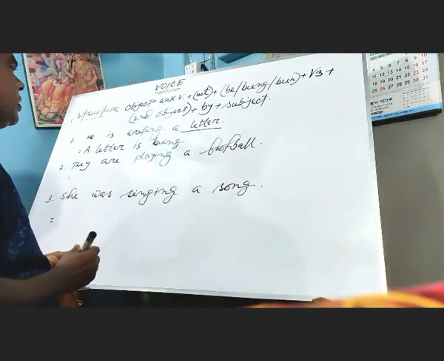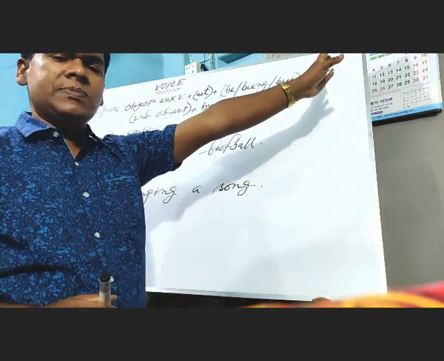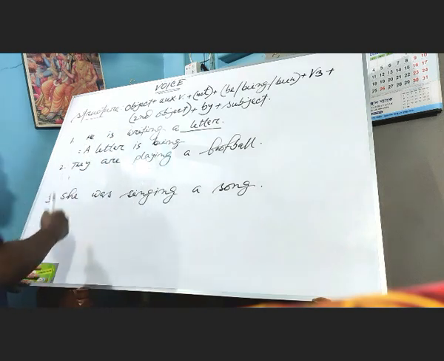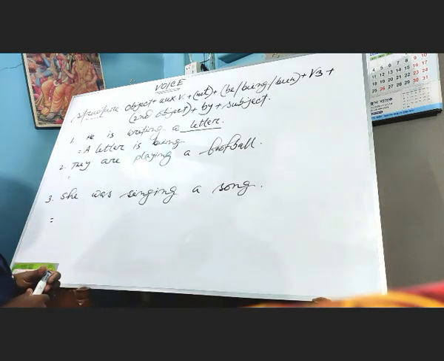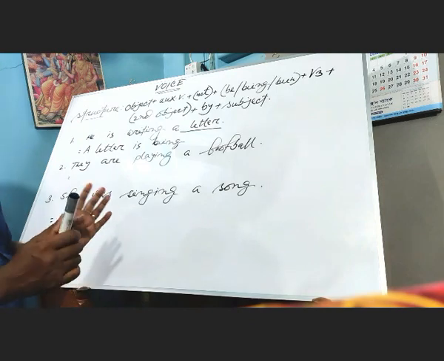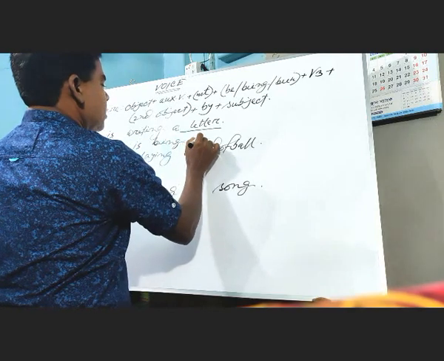Okay. So after writing being, the next part is to write down the third form or past participle form of the main verb. So what is the main verb here? The main verb is writing. So I will write here the past participle form of write. Write, wrote, and written. So write here the written.